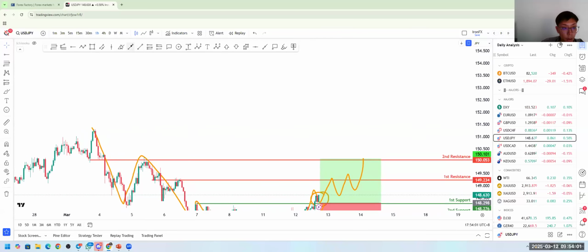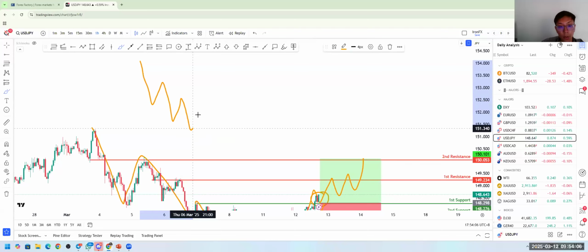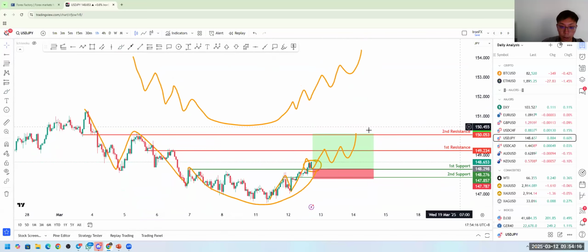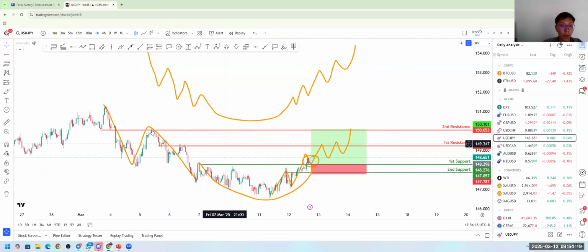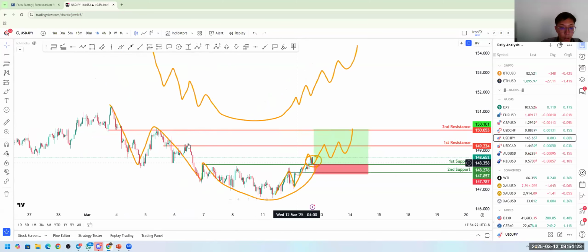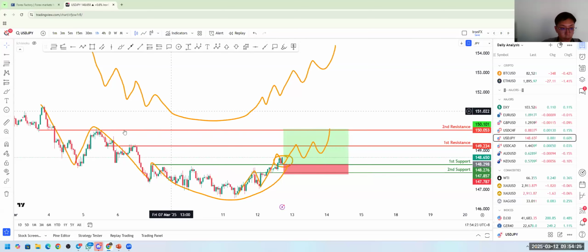Something like this. Lower high, lower low, lower high, lower low. Then like a bowl, right? Then this is where it starts to make higher high, higher low, higher high, higher low. Something like that. This is exactly the same thing as what UJ is doing now. If you look at the H1 chart, you can see this is what it's doing right now.